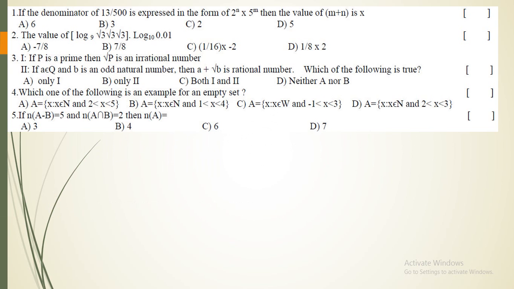So question number 1. If the denominator of 13 by 500 is expressed in the form of 2 power n into 5 power m, then the value of m plus n is. So the value of m plus n he is asking, right?